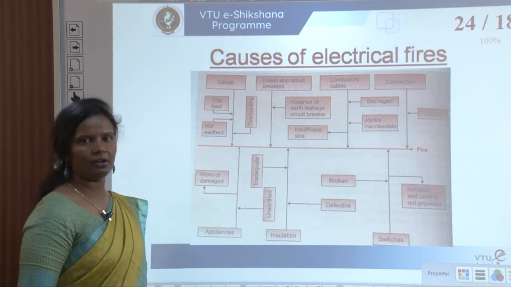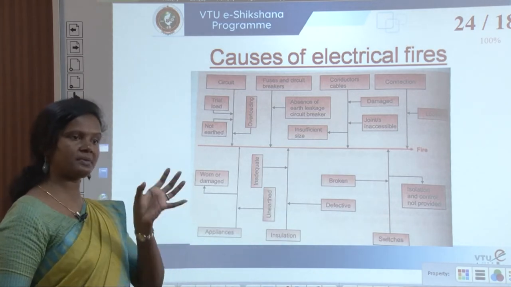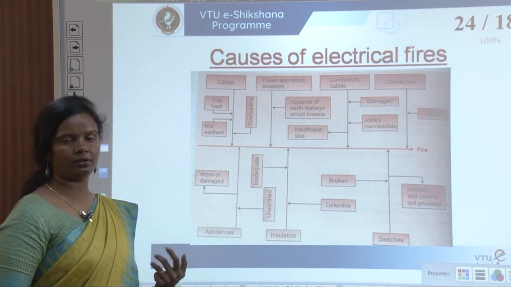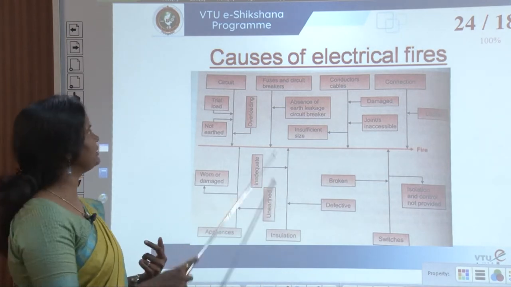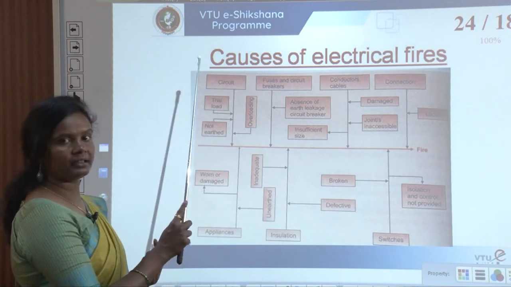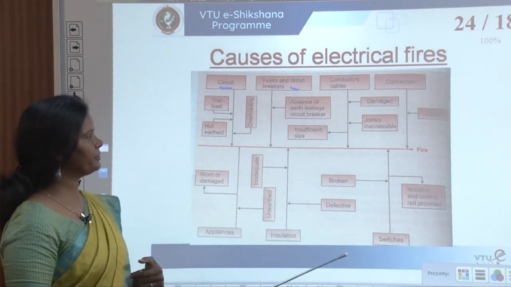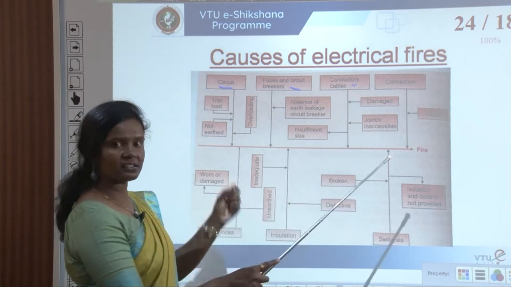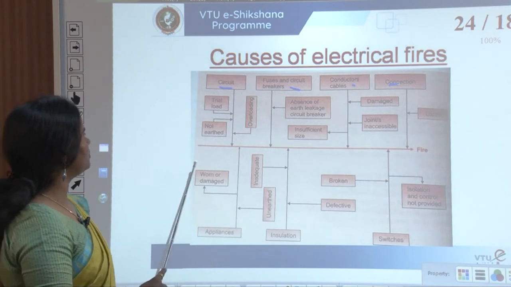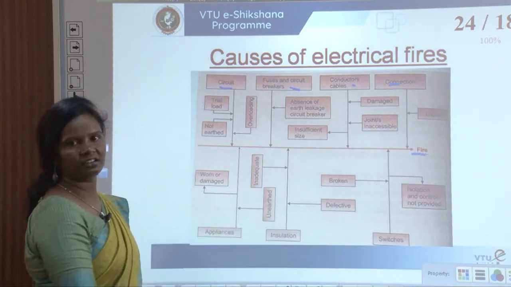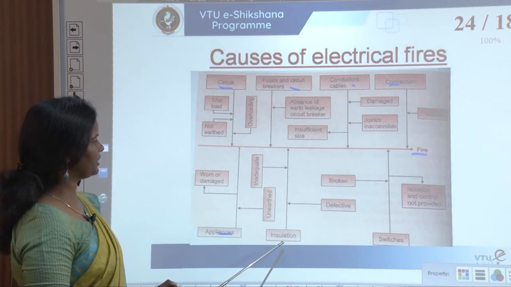So these are the causes. There's a chart for electrical fires. Electrical fires are again a subcategory of how causes of fire can be dealt with. See, in the electrical layout of a structure or building, we have circuits, fuses and circuit breakers. Conductors and cables run all over, with different connections, right?